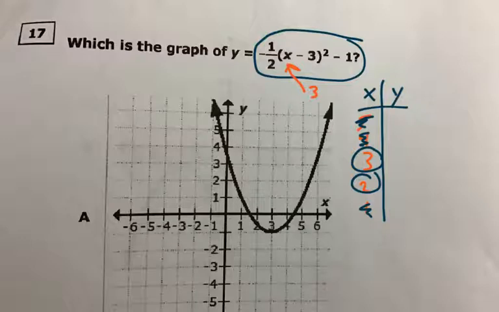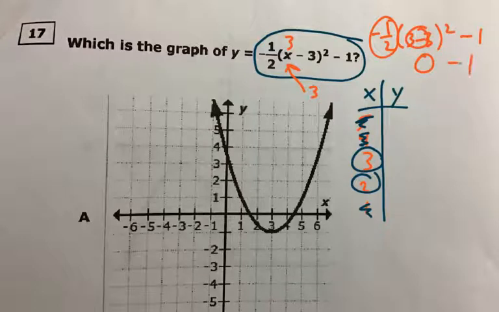So I'm going to plug 3 in. And if I put 3 in there, of course I'll have -1/2 times 3 minus 3 squared minus 1. 0 squared is 0. Times the -1/2 is still 0. 0 minus 1 is -1.